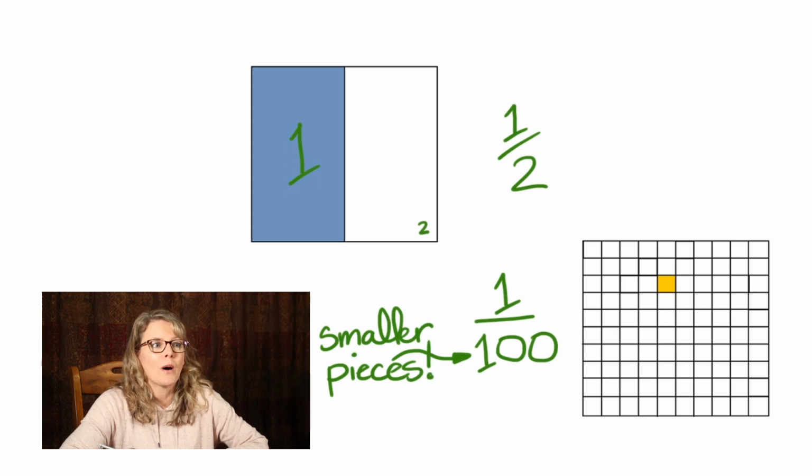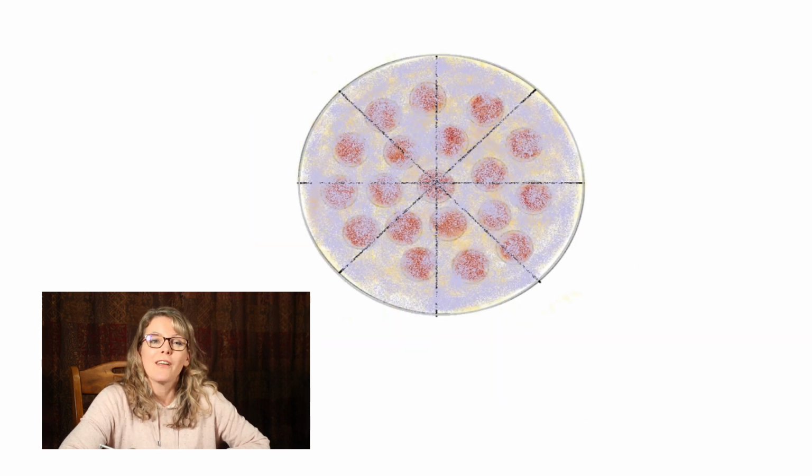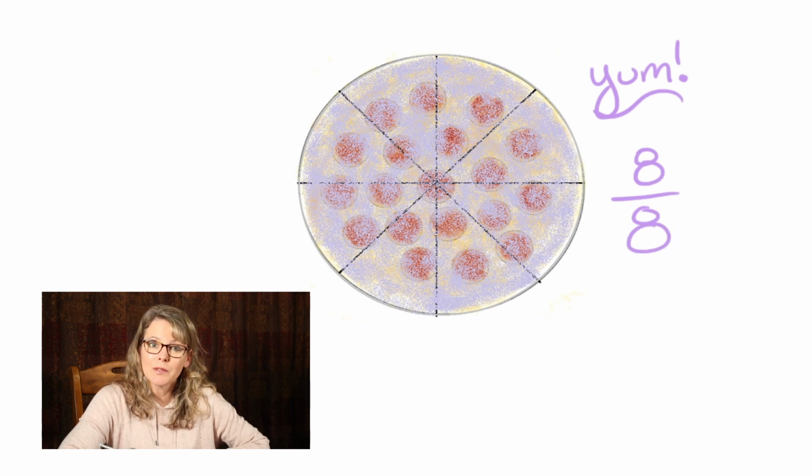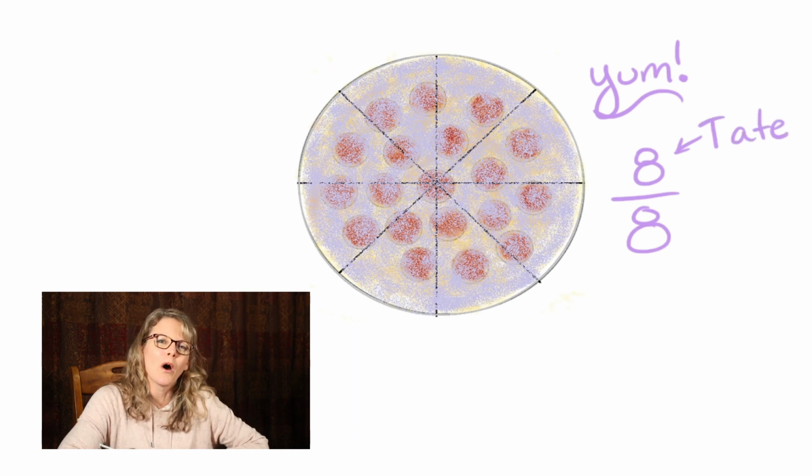Let's go back to my pizza. So if I ate this whole very, very yummy pizza, what fraction did I eat? It must have been really good if I ate the whole thing. Remember, it's the number of pieces over the total number of pieces. And so this one would be 8/8 because I ate 8 pieces and there's 8 pieces total. What do you notice about one whole? It's kind of a very special number.